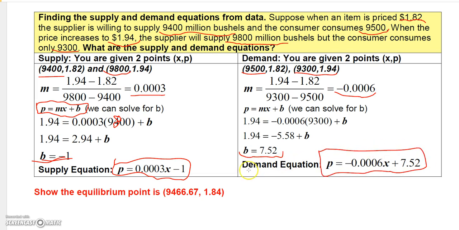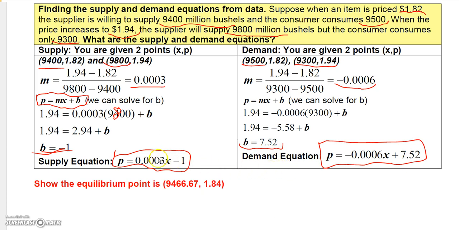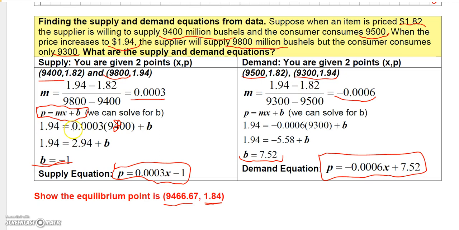And I'll leave you to go ahead and find the equilibrium point. The equilibrium point occurs at a price of $1.84, and then the quantity is 9466.67, or you might just round that to 9467 for the quantity. Now on the next section, I'll show you the third method that you can use to solve systems of equations without matrices, and that's called the addition or elimination method.